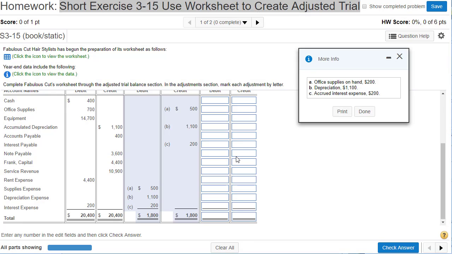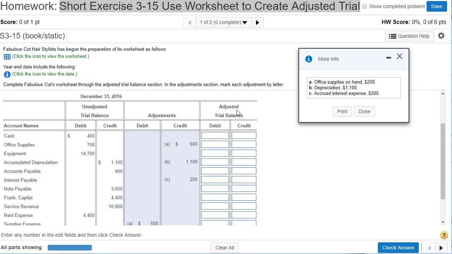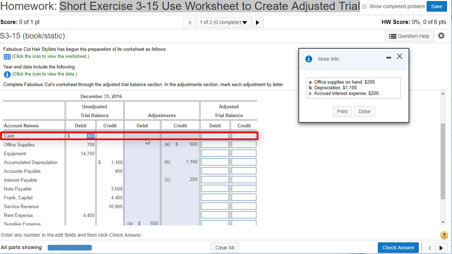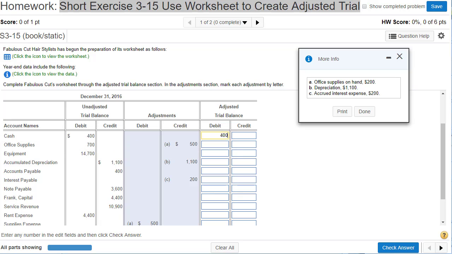We're excellent. Now we are on the adjusted trial balance columns. What this set of columns means is what are our updated balances. So for each account, here's the previous balance, here's our adjustment, if any, and then we have to enter our new balance of the account. As you remember, adjustments never affect cash. That's why we did not have a debit or credit here. So I'm just going to copy and paste the $400 over. So cash is not affected by our adjusting entries.